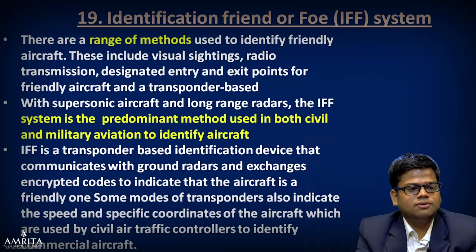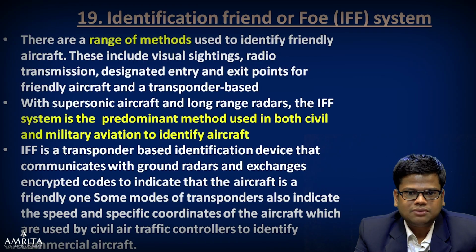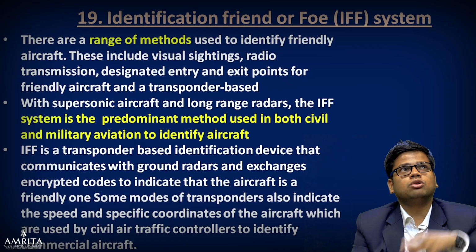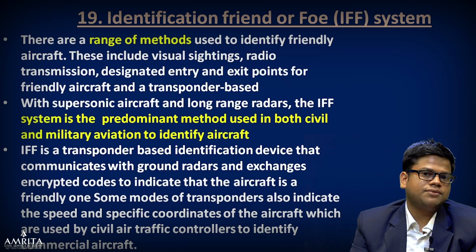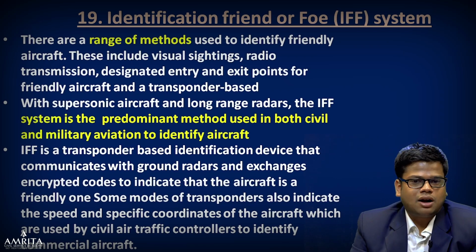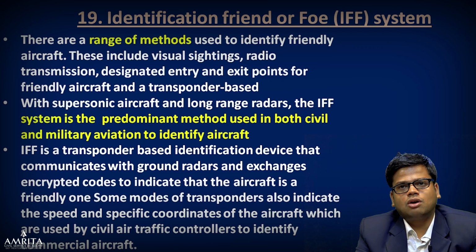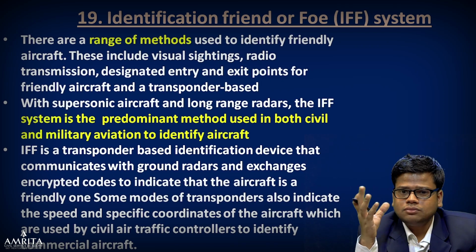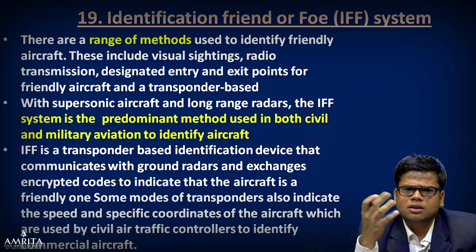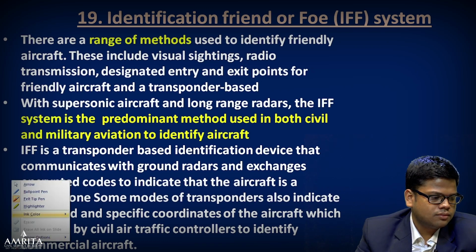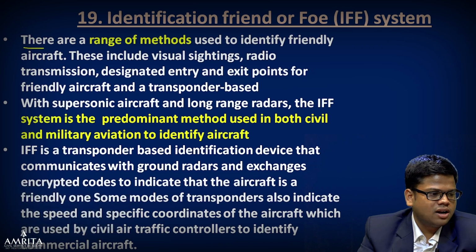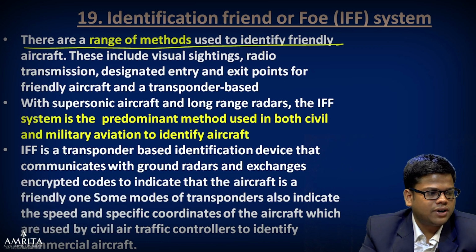Next is the Identification Friend or Foe system. Very easy. For example, if some aircraft is there in the sky, how will you identify whether it's a friend or a foe? Very easy. You have some radars, and you will have some system on the ground which will capture the identification, and it will be communicated to you. It includes a range of methods used to identify friendly aircraft.